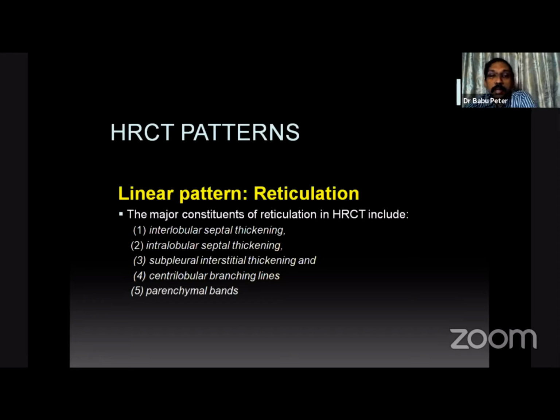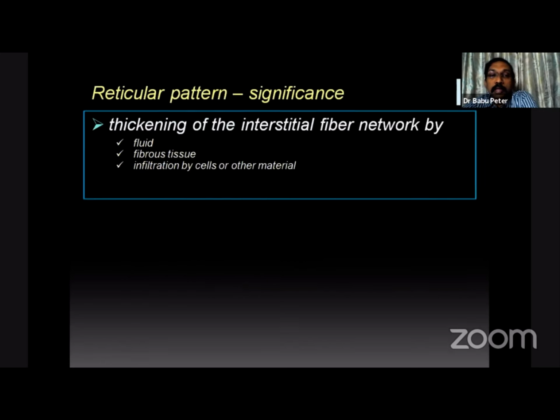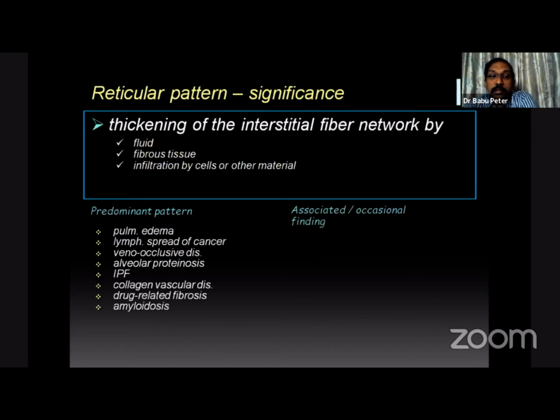So moving on to the next pattern in HRCT, which is the reticular pattern. The reticular pattern can be either interlobular septal thickening, or intralobular septal thickening, or the subpleural interstitium can be involved, or they can present as parenchymal bands. So what is the significance of a reticular pattern? It reflects thickening of the interstitial fibers by either fluid or fibrous tissue or cell infiltration.